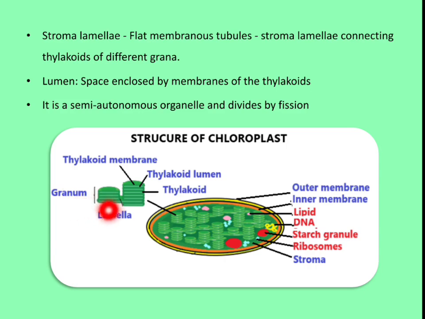And each thylakoid has a lamella and has coin-like structures. Inside you have the thylakoid lumen, the outer surface is the thylakoid membrane, and all these grana are connected by lamella. So we could see many granum distributed in the stroma. So this is the structure of chloroplast.